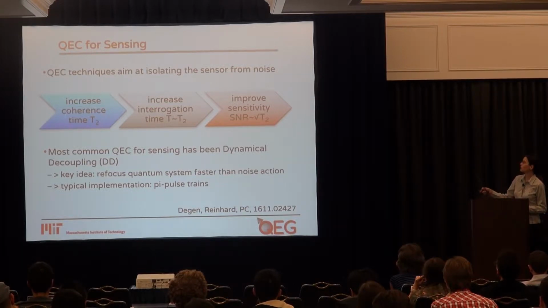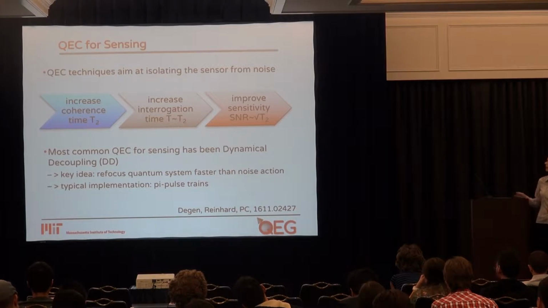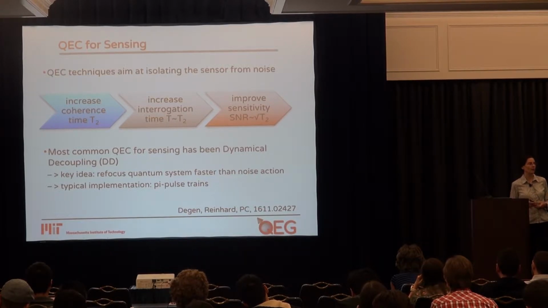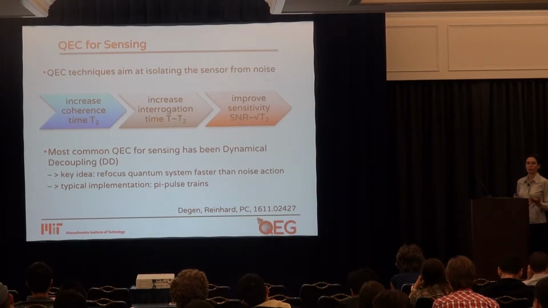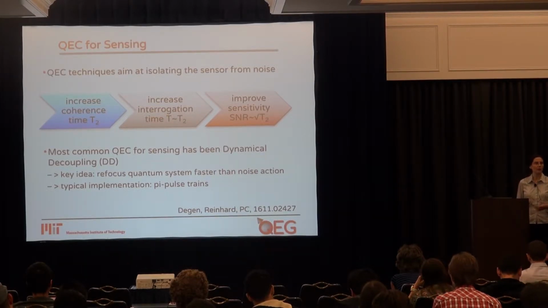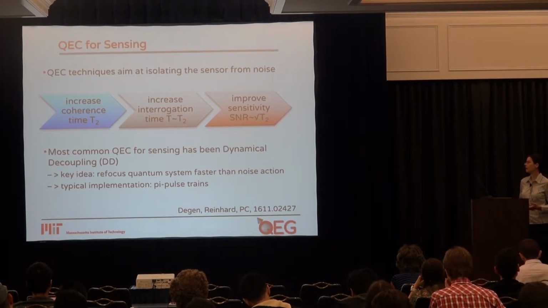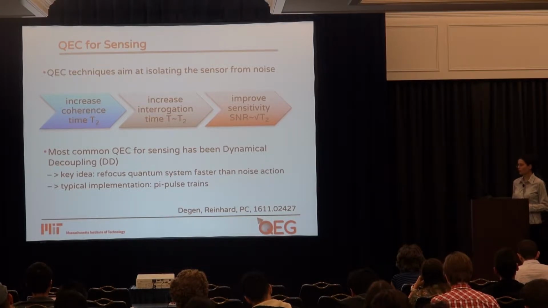So what I would like to do is to increase the coherence time so that I can increase the interrogation time, and this leads to improved sensitivity. But at the same time, I do not want to cancel the coupling to whatever I want to measure. This additional constraint is not typically present in quantum computation. In quantum computation, you might have other constraints: you still want to be able to operate your qubits, so perform gates in a fault-tolerant way.